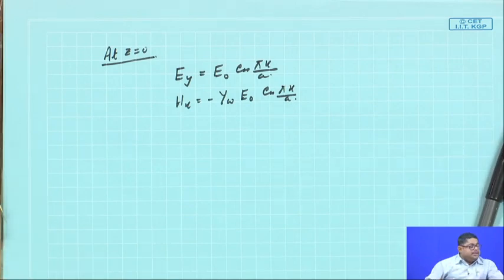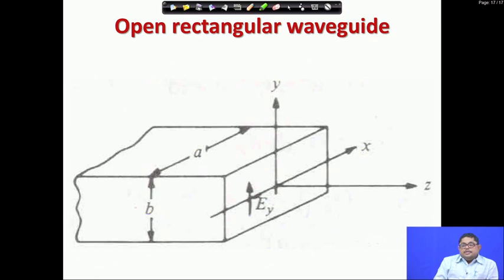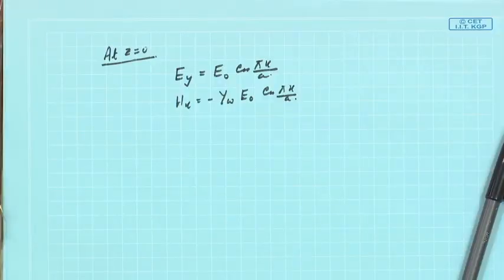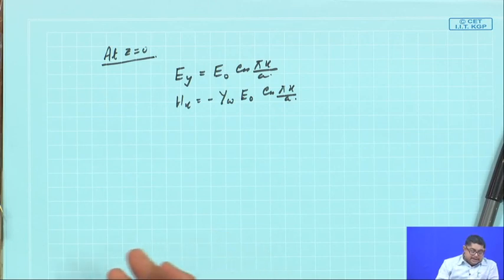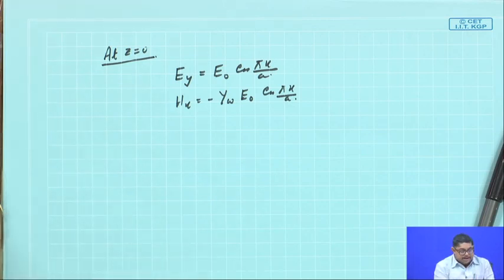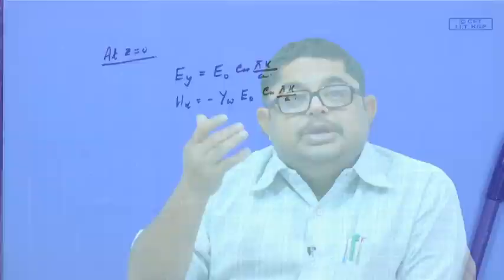Now, at this aperture, suppose the wave was coming with the dominant T10 mode. So, it was seeing a wave impedance of 1 by y w, that is 1 by that wave admittance. Suddenly, it sees free space impedance, that is 377 ohm. So, what will happen? There will be immediately a reflection. There will be a reflected T10 mode wave. Also, because of this discontinuity, some higher order modes will get generated. So, a small amplitude of those are excited near the open end.